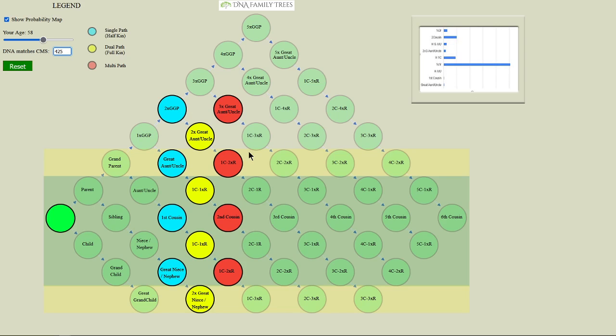The first one is first cousin once removed, which is here in yellow. The next most likely here is a second cousin slightly edging out half first cousin. Well, guess what? Second cousin's right here in the multi-path. And then the next one is half first cousin right here.